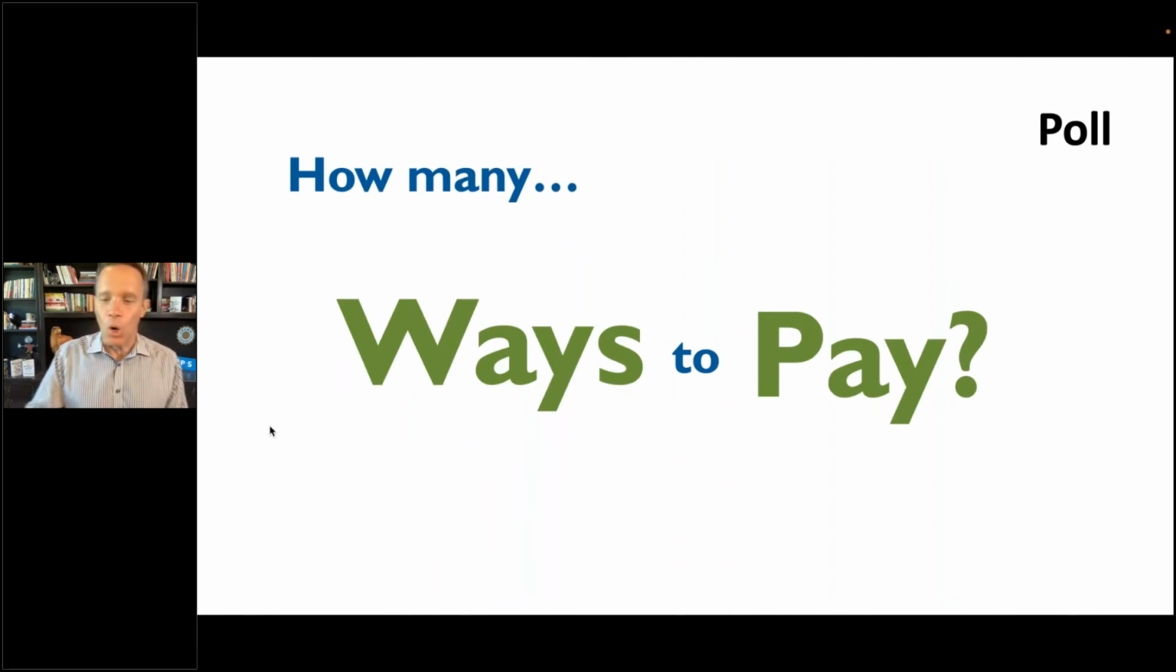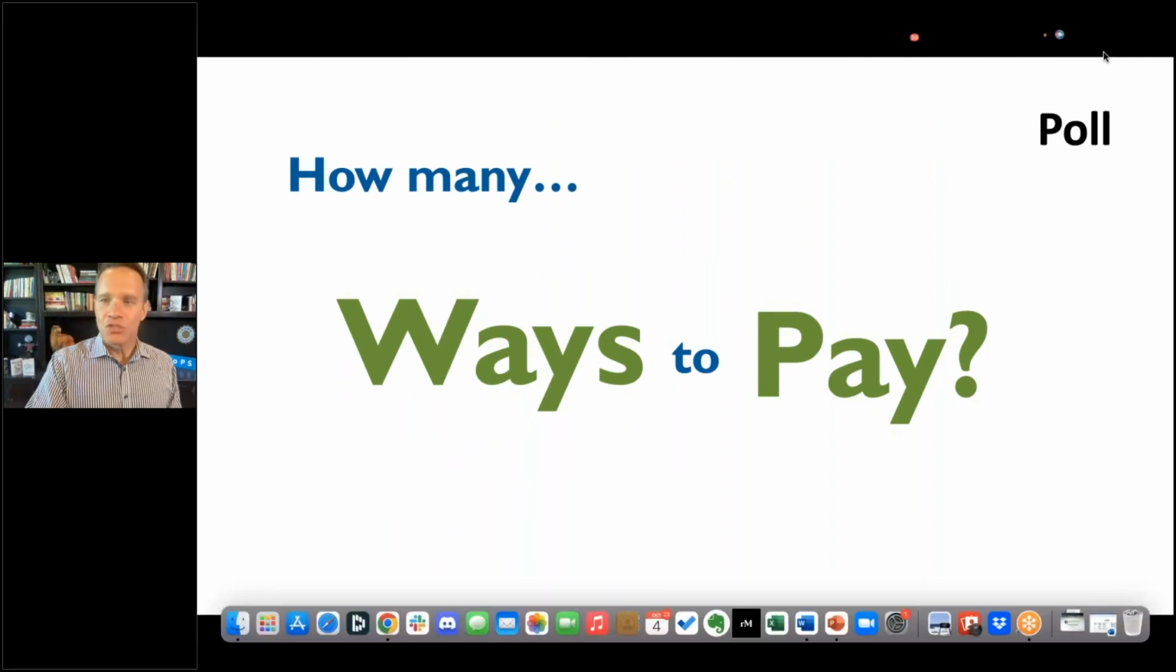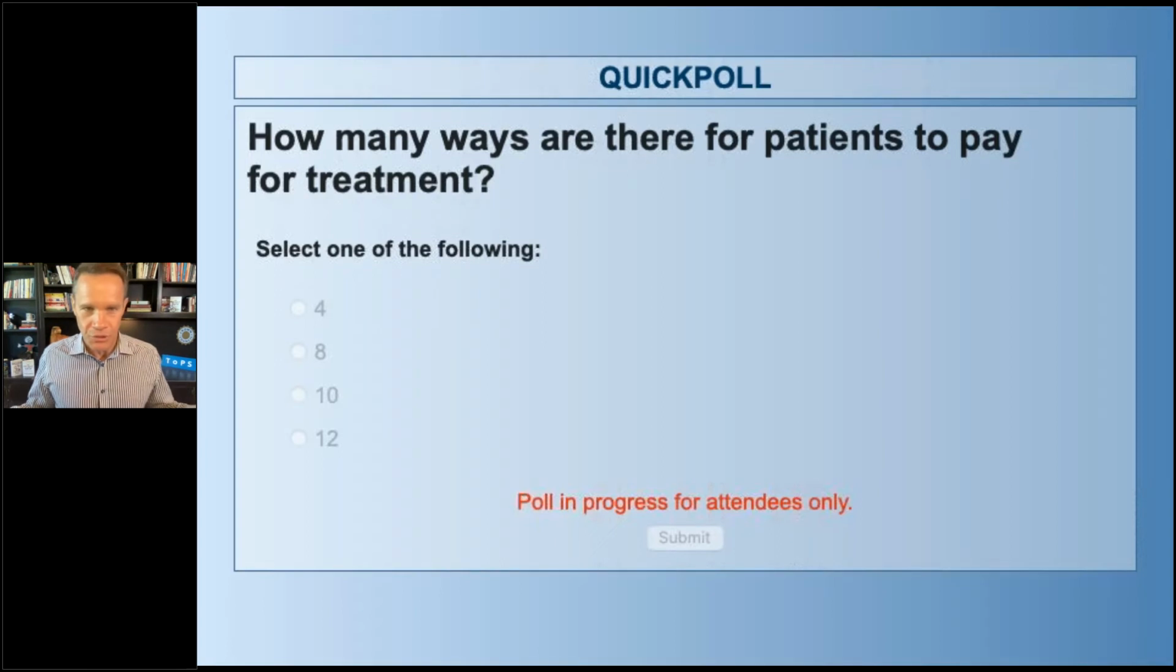Okay, quick poll. Let's talk about exploring concerns and how we actually put the payment together. So, Jacob, we have another poll here. How many ways are there for patients to pay for treatment? Because this is what great financial arrangements are all about. So you get to select one of the following. How many ways are there for patients to pay for treatment? Either 4 ways, 8 ways, 10 ways, or 12 ways.